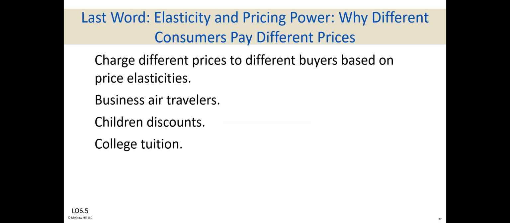And finally, we can talk about elasticity and pricing power, and why different consumers pay different prices. Some firms have market power or pricing power that allows them to set their product at prices that are in their best interest. For some goods and services, firms may find it advantageous to determine differences in price elasticity of demand and then charge different prices to different buyers. Business air travelers have a more inelastic demand for air travel, so they are charged higher prices since they will pay it. Families are sensitive to prices, so firms will charge lower prices for children as a result of the more elastic demand. Students from low-income households are offered assistance with paying for college since they have a higher price elasticity of demand. Students from higher income households will pay full price for their education unless they receive some type of merit-based scholarship.